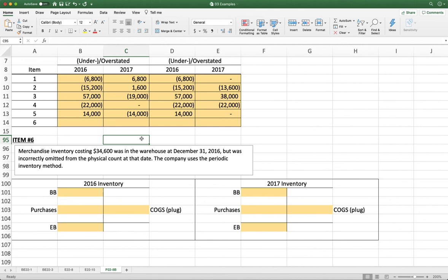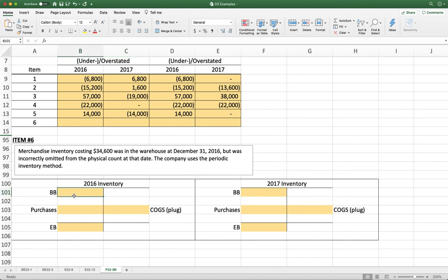The company uses the periodic inventory method. So when they tell us that they use the periodic inventory method, what they mean is that they don't track individual items leaving their warehouse and being sold. Instead, what they do is they track what they have. So they do an inventory periodically. Then they track what they add to the inventory. Then they do another inventory, and anything that is missing must have been sold.